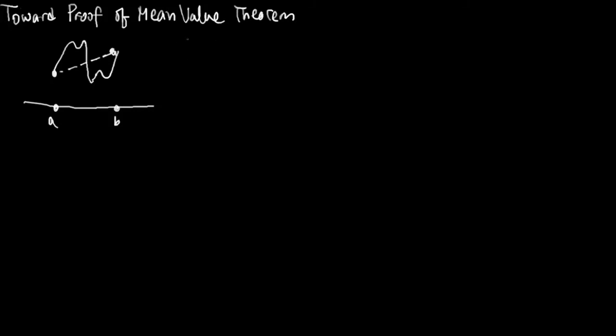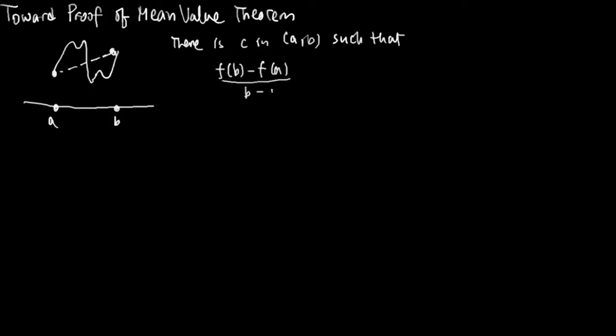And the claim is that there is a C inside this interval AB, not on that boundary, and that's also a key part, such that the slope of the secant line, f(b) minus f(a) divided by b minus a, is realized as the slope of a tangent line at that place, that C that we're talking about.